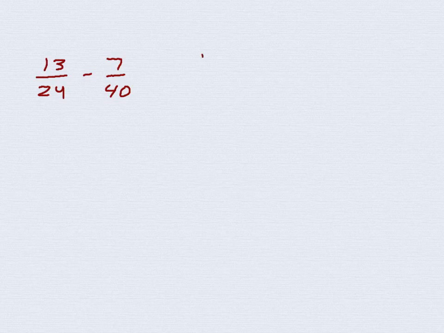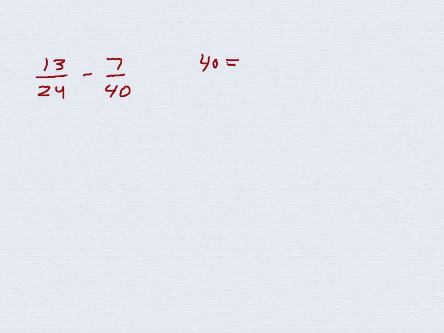So say you had a fraction of 13 over 24. You're going to subtract from that 7 over 40. Your first job is to find the denominator. Now, since the numbers are quite close together, you can use the multiple method. So if you use the multiple method, go with your 40s.